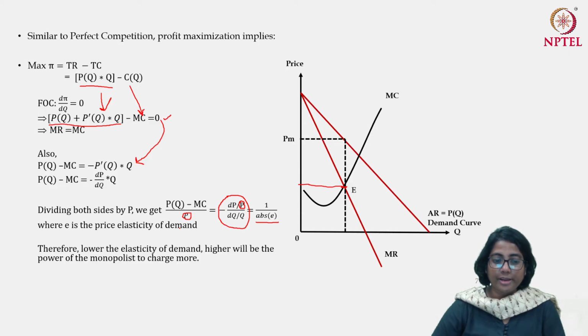So this is what we have written. Therefore, the lower the elasticity of demand, the higher will be the power of the monopolist to charge more. So the gap between the marginal cost and the average revenue curve will be higher in that case. However, what is most important here is to observe that E gives you the equilibrium where the marginal cost is equal to marginal revenue. The output is being determined. However, to understand what the price is going to be, you have to go up to the demand curve, which is the average revenue curve, and from there you actually decide the price for a monopolistic firm.